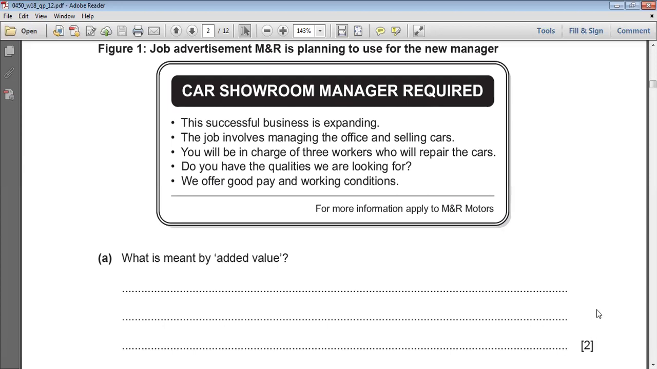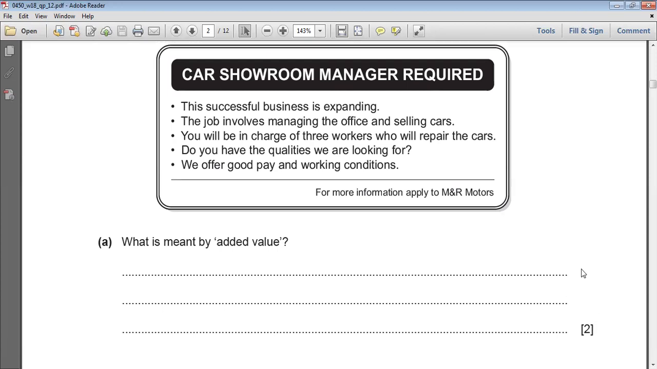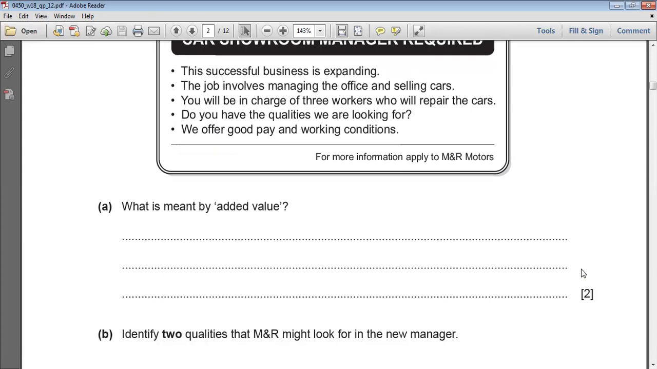Remember, because it is 2 marks, it has to be a complete definition and not partial. A complete definition is a definition that has at least 2 elements. 2 components or 2 elements have to be discussed within that definition to make it complete. Don't just give a partial definition, which is not too clear or not complete.